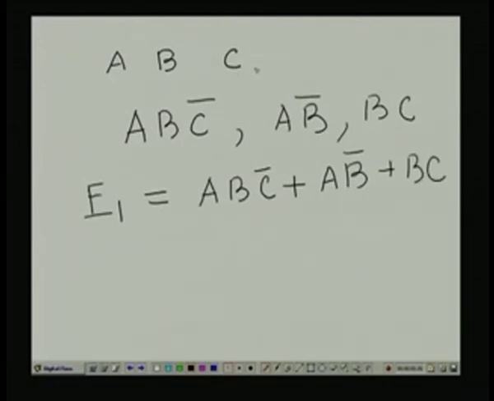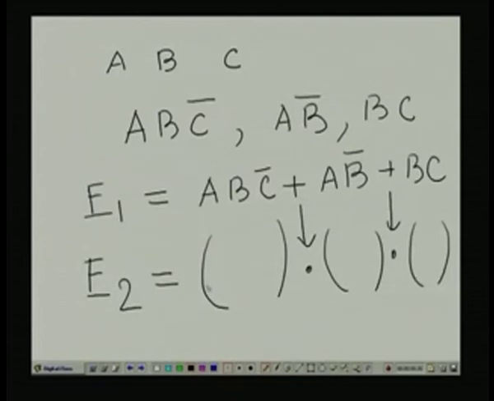Now, say again A, B, C are terms. Now, I can take some other expression E2 where this plus is replaced by dot. Say here I am taking A bar plus B, A plus C and say B plus C bar. Then again this is a canonical form. So, either this is a sum of min terms or this is a product of max terms.